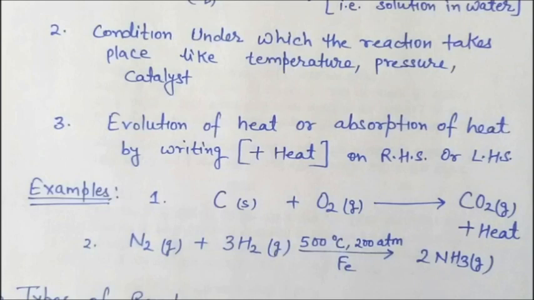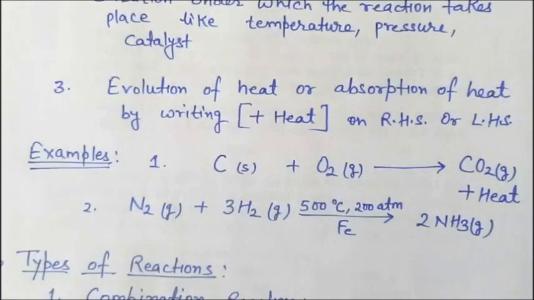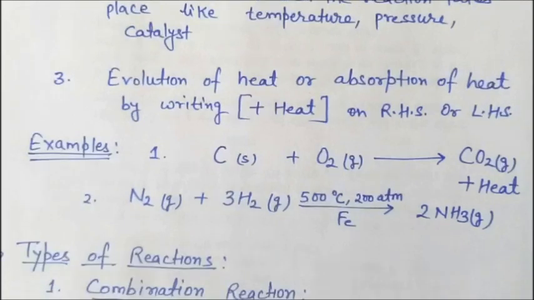Example 2, where N2 is gas and H2 is gas. Nitrogen reacts with hydrogen. See, the specific conditions like temperature, pressure, catalyst are written above or below the arrow. You can see here 500 degrees Celsius is the temperature, 200 atm is the pressure condition, and Fe is the catalyst here. So these specific conditions are written above and below the arrow in a chemical reaction. The product formed in this chemical equation is NH3, ammonia, which is in gaseous form.